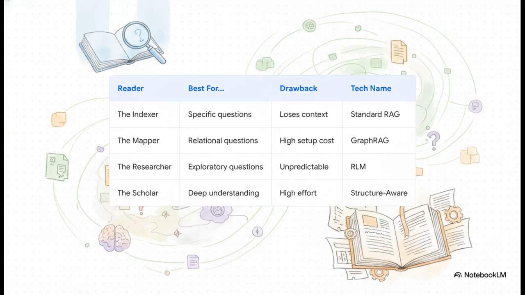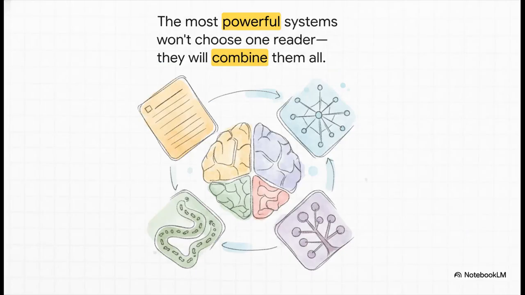If you've got a quick, specific question, you're gonna want the fast indexer. If you need to find those hidden connections between different books, you need the mapper. If you're tackling a broad, exploratory topic and you don't even know what you're looking for yet, the agile researcher is your go-to. And when you need to truly, deeply understand the core arguments in your most important books, you deploy the scholar.